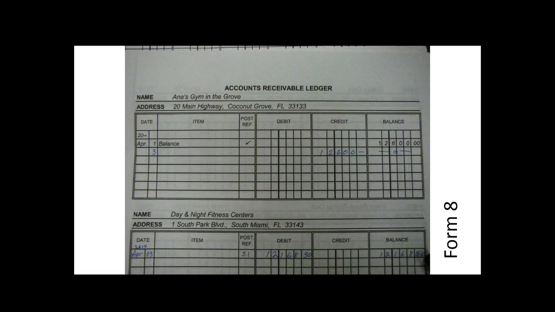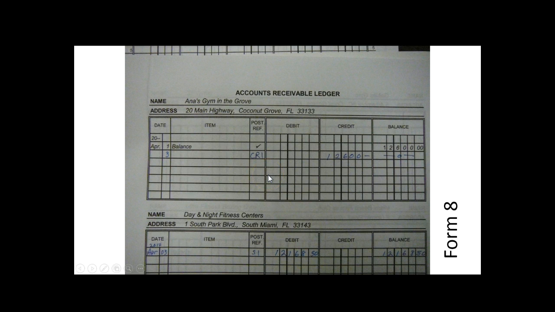Then in our posting reference column over here, we're going to put CR1 to reference the cash receipts journal, page 1. And in the cash receipts journal, we'll put a check mark beside Anna's Gym in the Grove to show that we've recorded this in the subsidiary ledger. Again, we don't have to record the general ledger entries, just the subsidiary ledger at this point. And that's all there is.